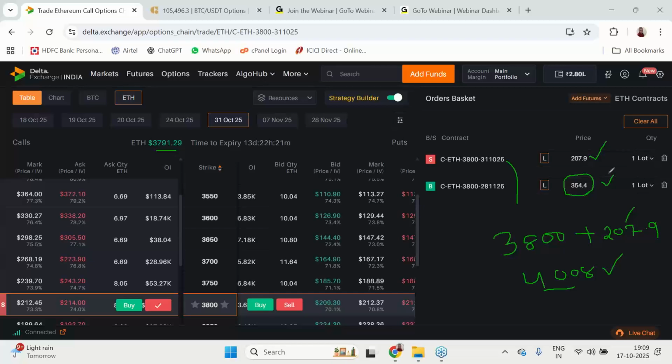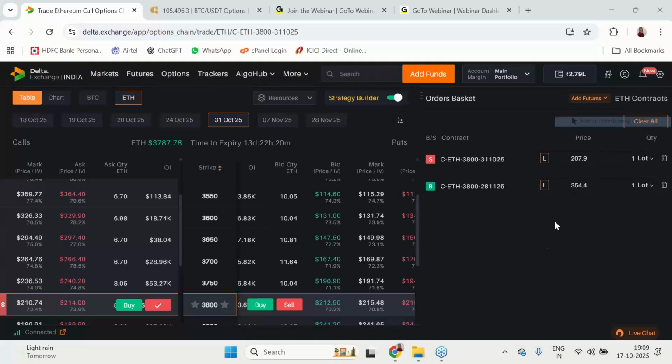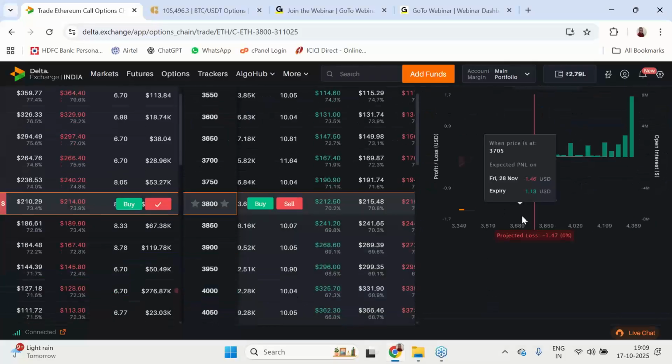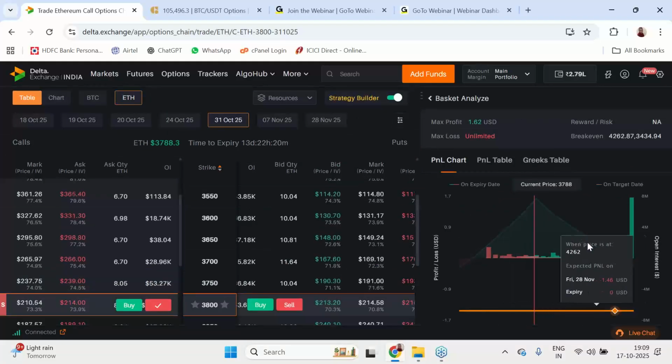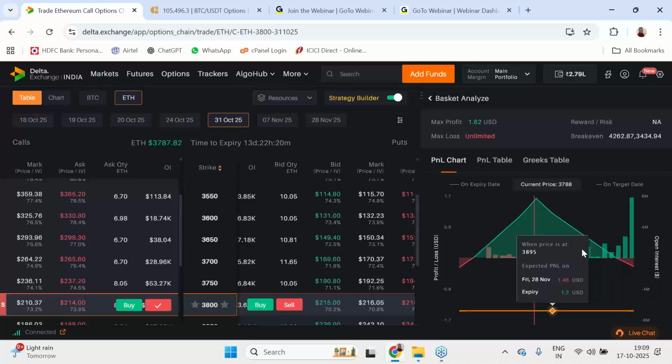So now the question comes: if this is happening, then we will only have a loss if it moves up by 207.9. So how can I neutralize it? Here they are also giving a theoretical software to know what it is. This is the same thing: it is telling 3,800 if the expiry happens. Till 4,200, post 4,200 it is negative again.